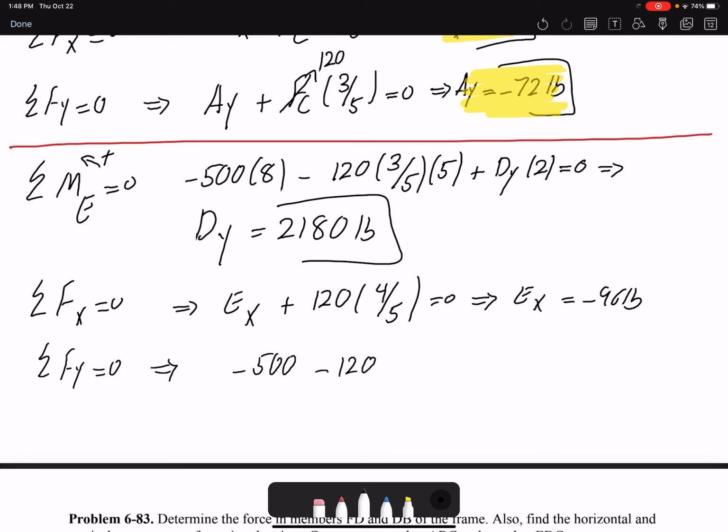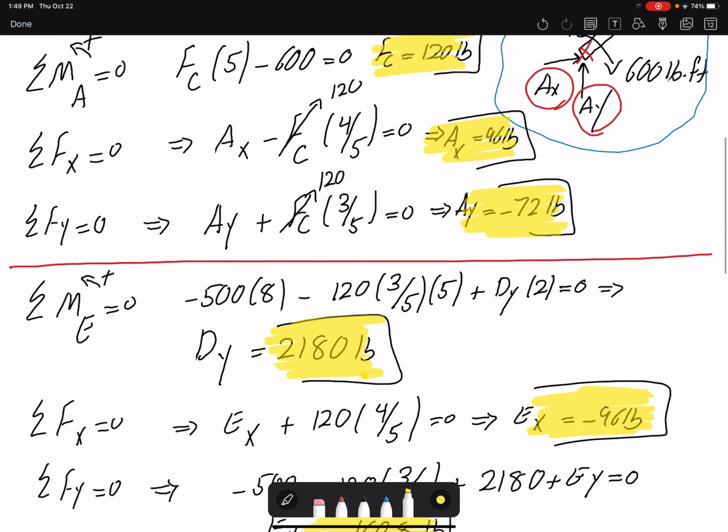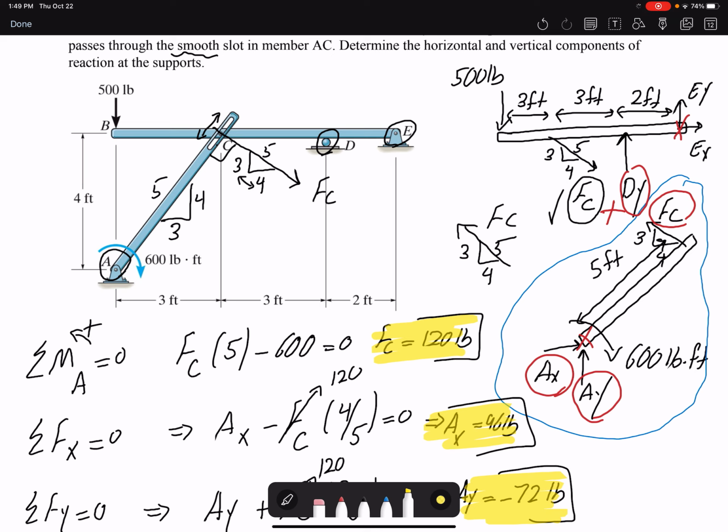So using the other free body diagram, I could find 3 more unknowns. So the strategy is to draw the exploded free body diagram for each member and then identify how many unknowns you have and which free body diagram you need to begin analyzing. So for this problem, we had to start with member AC and then move on to member BDE.